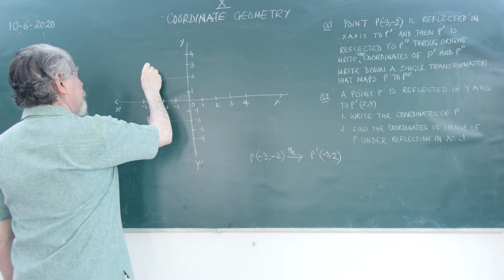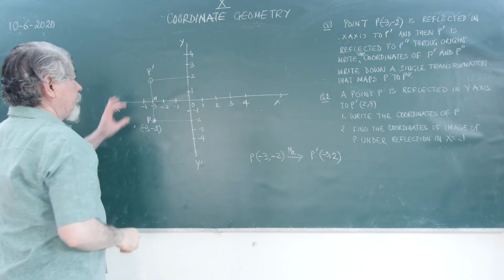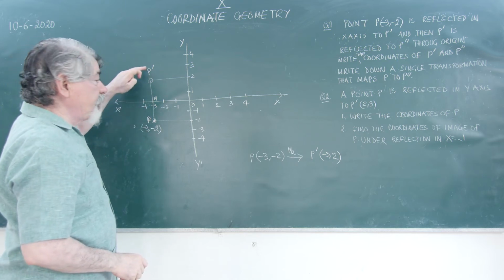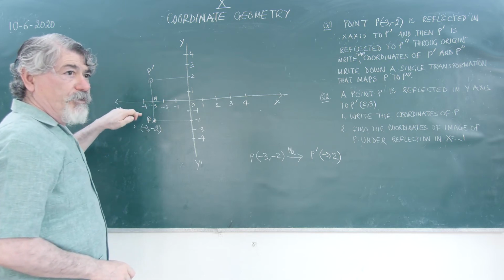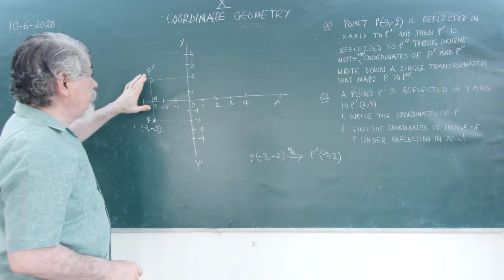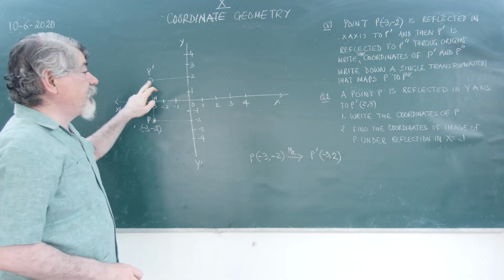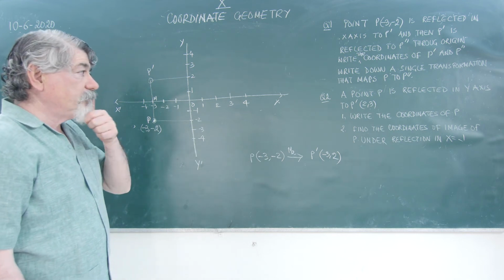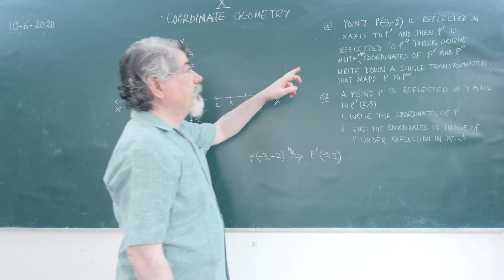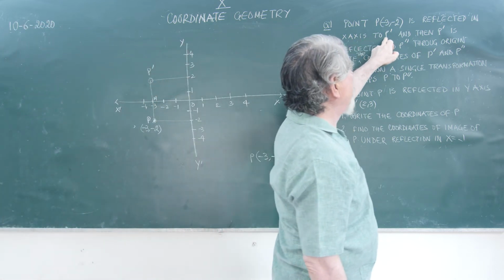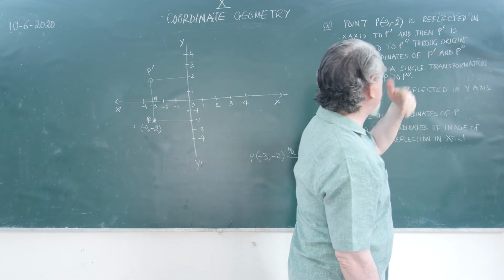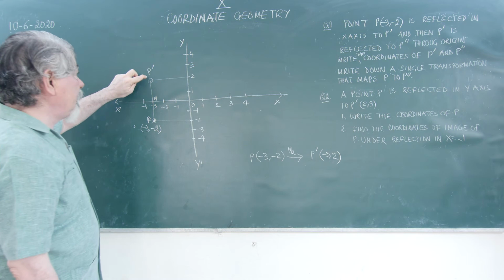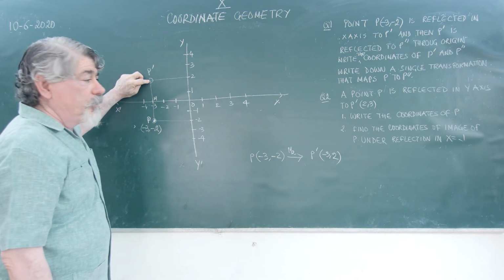You will realize that if this is M, then MP dash and MP will be equal. This M will be the midpoint of PP dash. So the coordinates of P dash are -3, 2. He said you have to find the coordinates of P dash, and then P dash is reflected to P double dash through the origin.